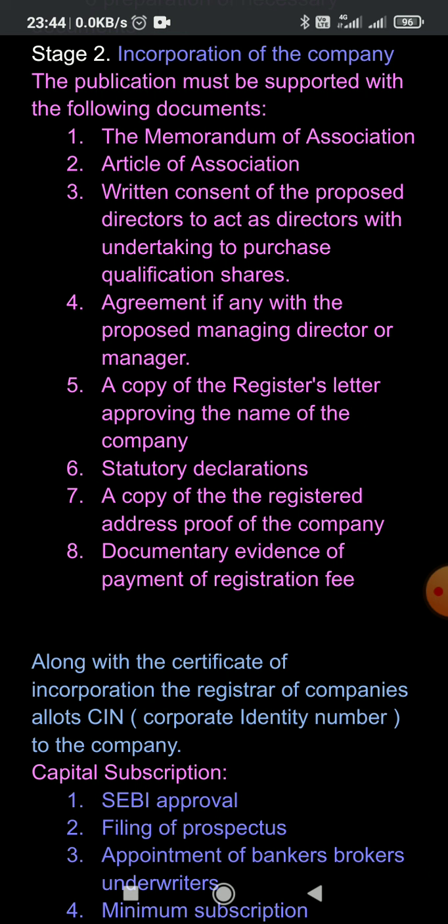Here, first one, the memorandum of association, duly stamped, signed and witnessed. In case of a public company, at least 7 members must sign it. For a private company, however, the signatures of 2 members are sufficient.